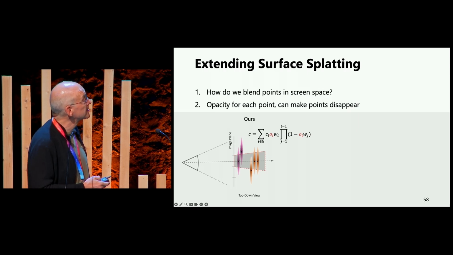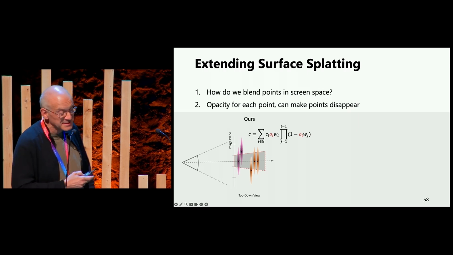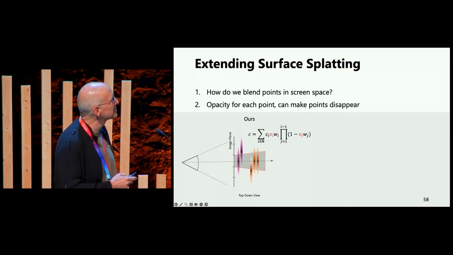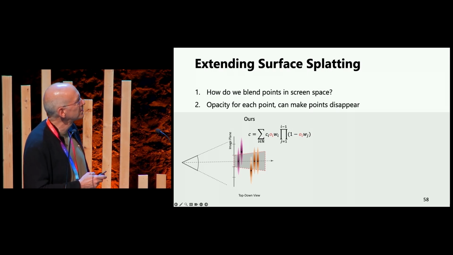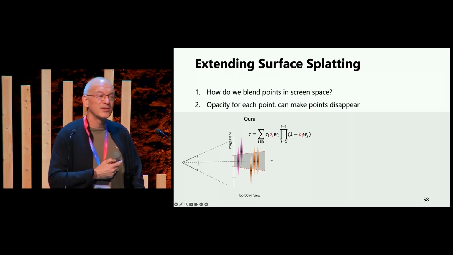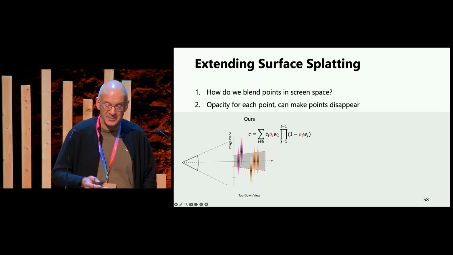And to make points disappear, we need to add this additional factor, which we called opacity, which is probably not a good idea as it turns out, but which allows you to go to 0, which means that the point will disappear because it will become invisible.